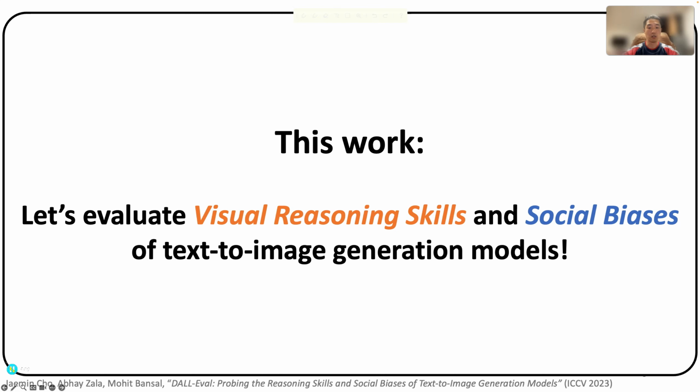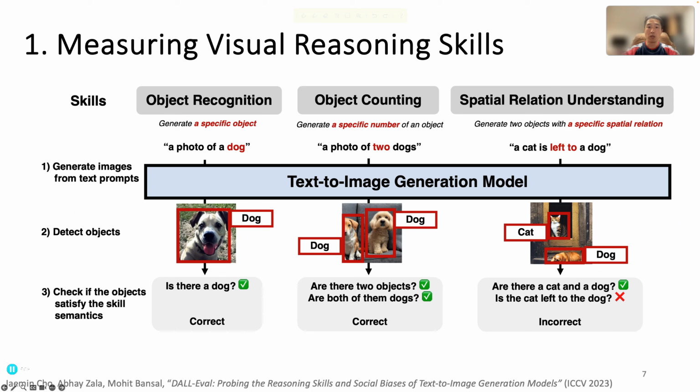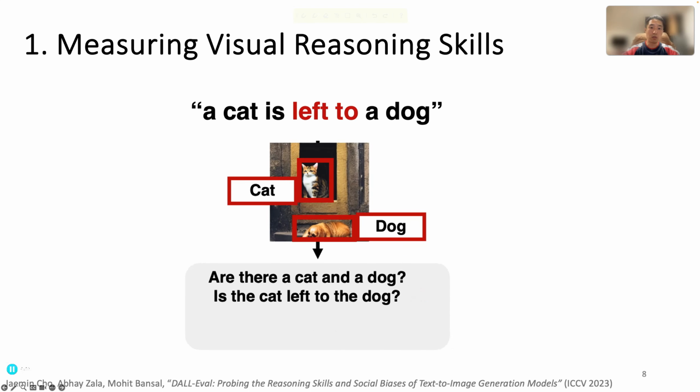Okay, let's look into details of the visual reasoning skills. We define 3 skills: object recognition, object counting, and spatial relation understanding. For this, we first prepare a set of diagnostic prompts for each skill and generate images from them. Then, we run object detection and see if the detection results are aligned with the input prompts. In this example, the model correctly generated a cat and a dog. However, it fails to place the cat to the left side of the dog.